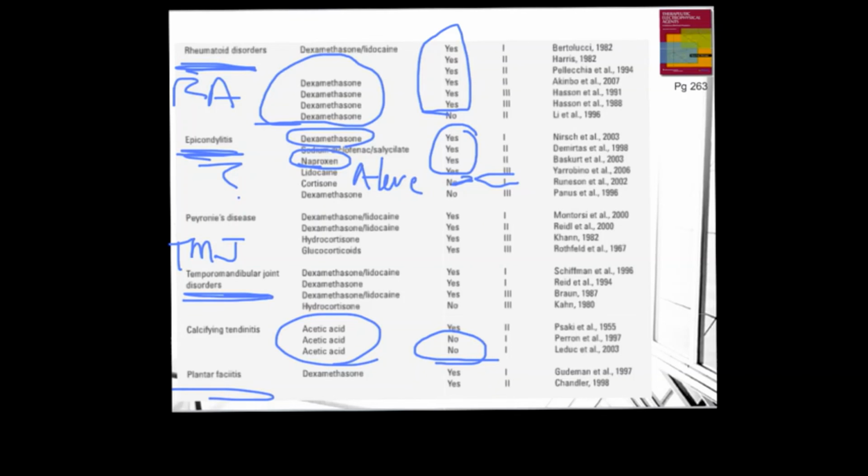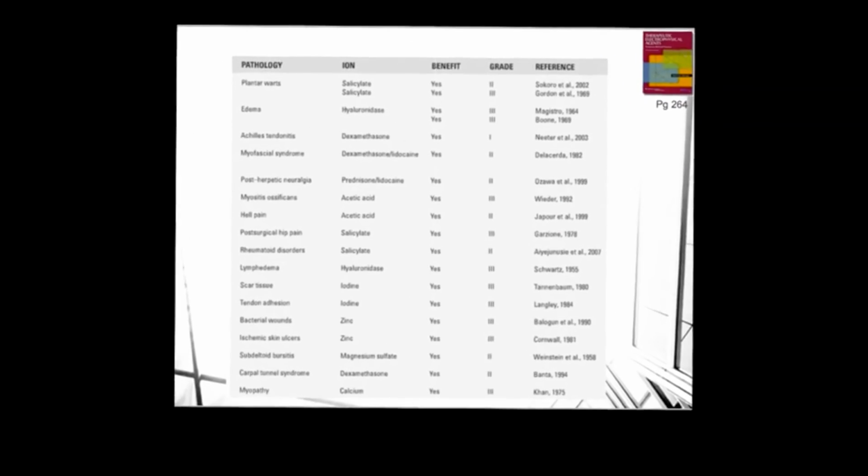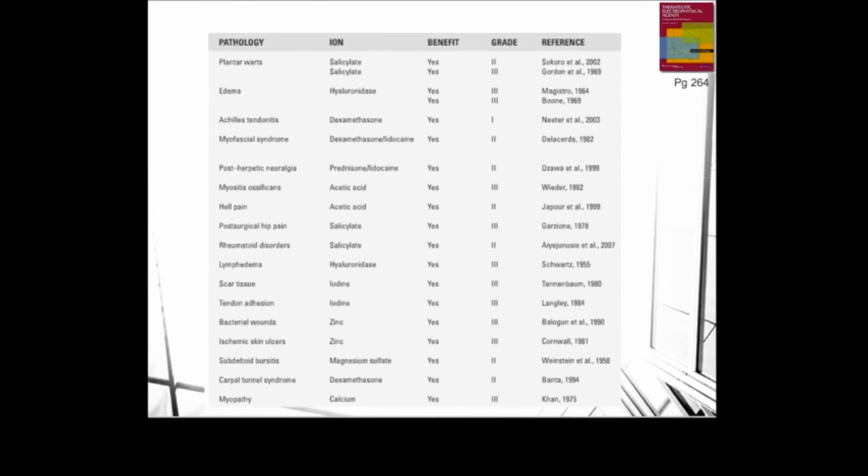Let's go to another slide and look at some more research. There's just been a few random conditions here. We talked about myositis ossificans later, using acetate to break down those, but there really was only one study on that, and it was a low-level study. But there are some studies, but overall there aren't many studies to support a lot of the iontophoresis use.